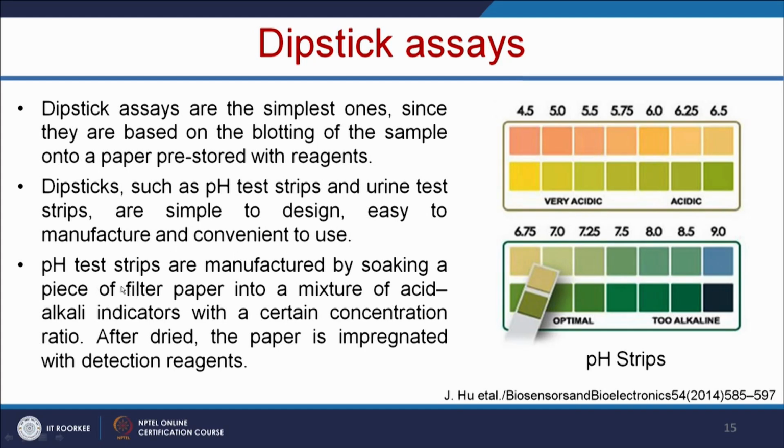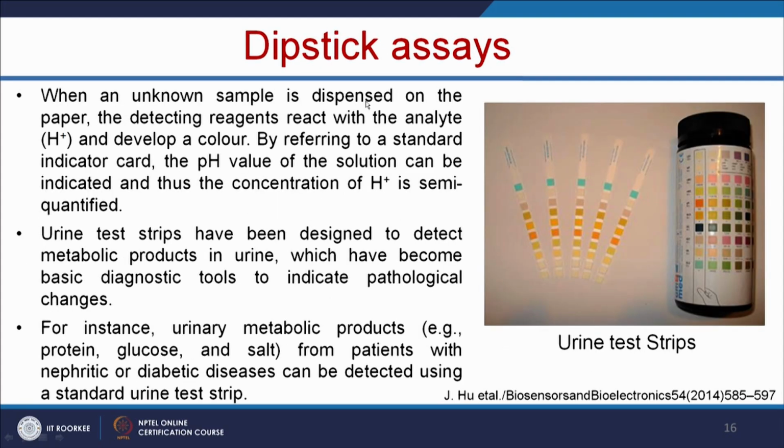So, how do they make the pH test strips? The pH test strips are manufactured by soaking a piece of filter paper into a mixture of acid and alkali indicators with a certain concentration ratio. After it is dried, the paper is impregnated with the detection reagents. When an unknown sample is dispensed on the paper, the detecting reagents react with the analyte, and it will develop the color. By referring to a standard indicator card, the pH value of the solution can be indicated, and thus the concentration of H plus is semi quantified.